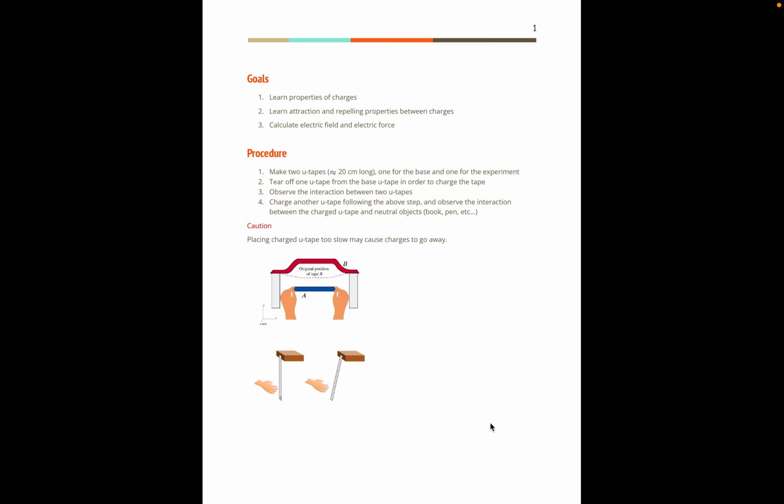So the procedure is 1. We make 2 U-tapes, each about 20 centimeters long, one for the base tape and the other for the experiment. And we tear off one U-tape from the base U-tape in order to charge the tape, and we observe the interaction between 2 U-tapes. And for another experiment, we charge another U-tape following the above steps, and we observe the interaction between the charged U-tape and neutral objects such as book, hand, and also negatively charged pen.